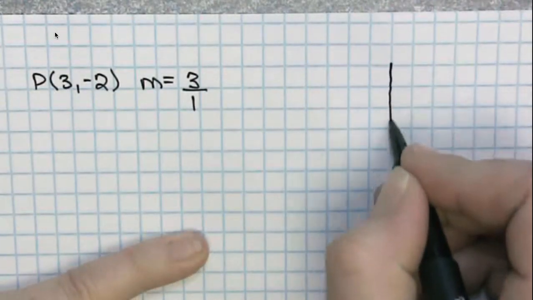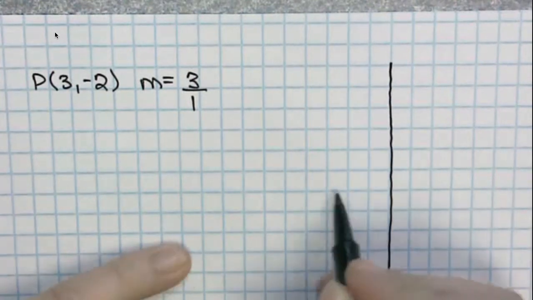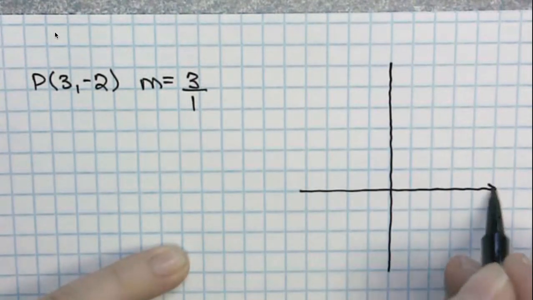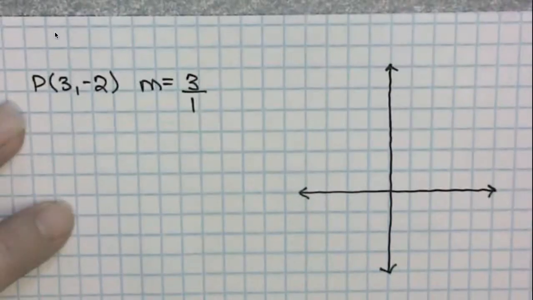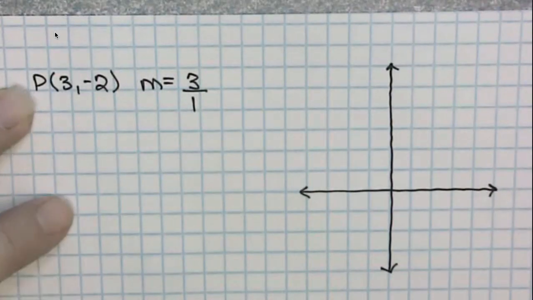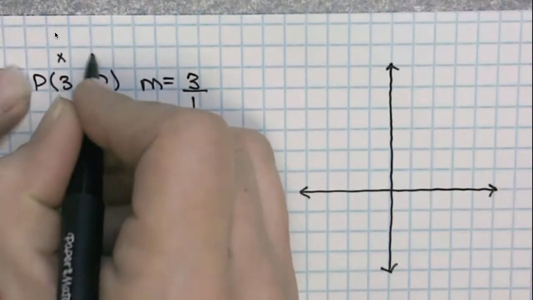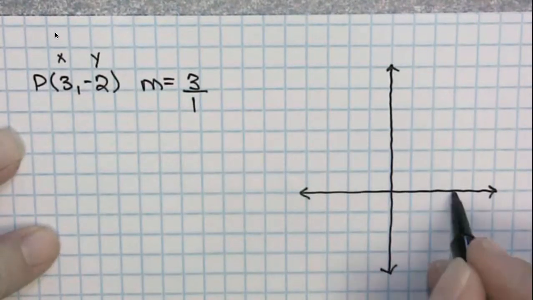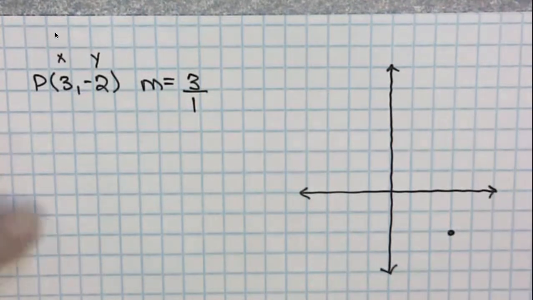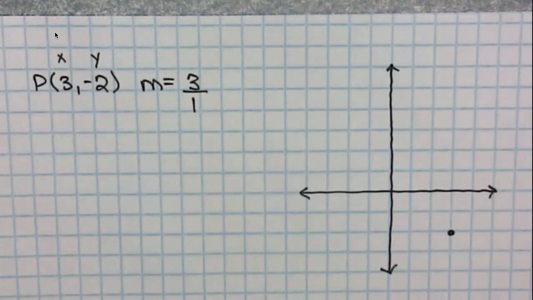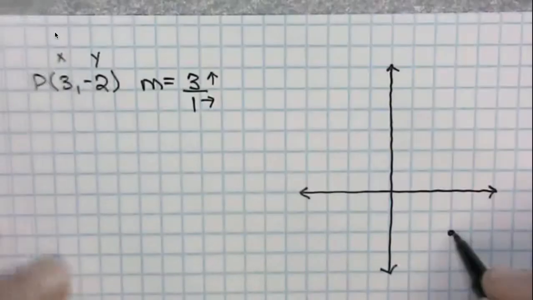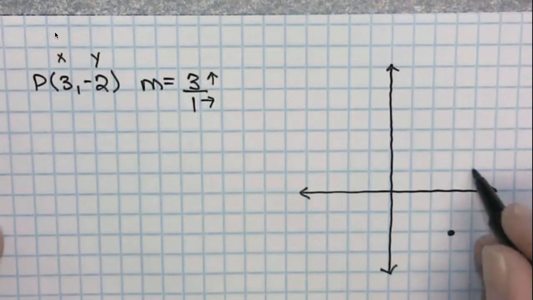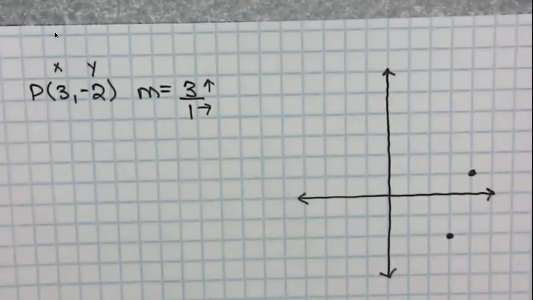So I'm going to draw my graph. Okay, so I know I have a point at 3, -2. This is x, this is y. So I'm going to go over 3, down 2, and put a point. And from there, I know that my slope is up 3 to the right 1. So I'm going to go up 1, 2, 3 to the right 1. And I have my line.